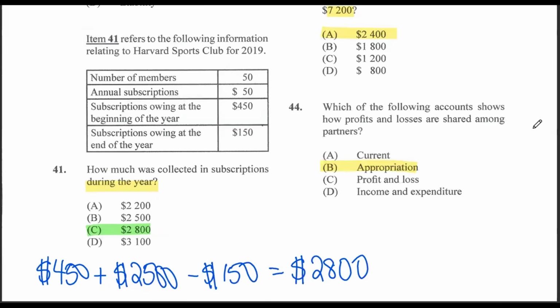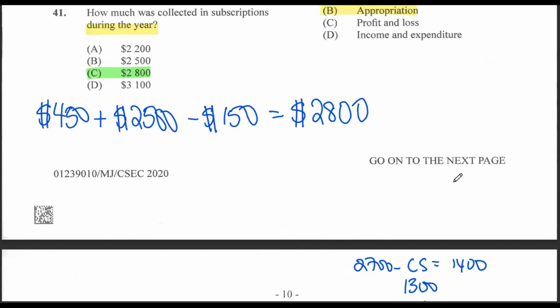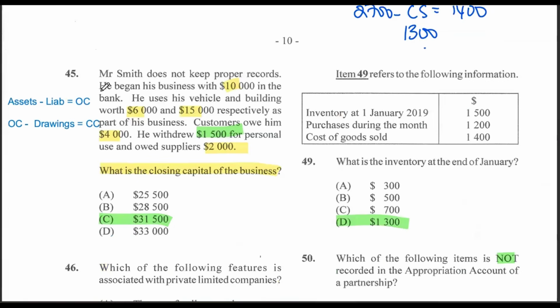Which of the following accounts shows how profits and losses are shared amongst partners? Well, to show profits and losses shared amongst partners, that should be an appropriation account. Good. Time for us to move on one more time to question 45.